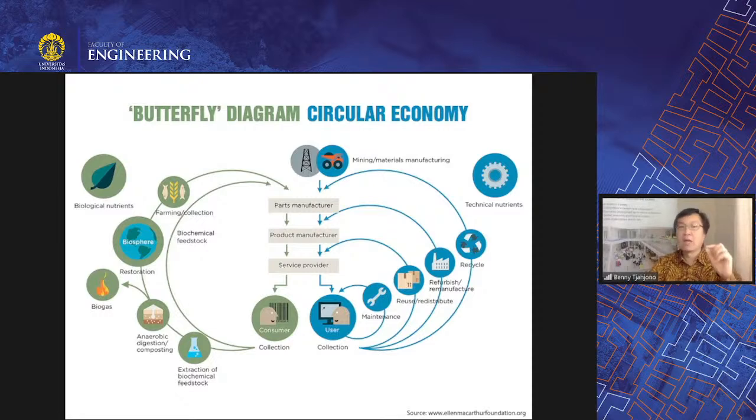And therefore, the focus of circular economy on the left-hand side of this butterfly diagram seems to be on different things. So, for example, on the cascading use. Whenever possible, a product about to reach the end of its life needs to be transformed into some other products.